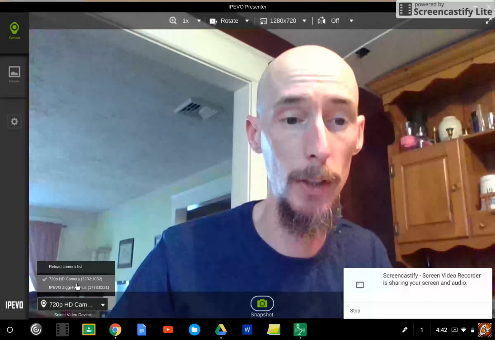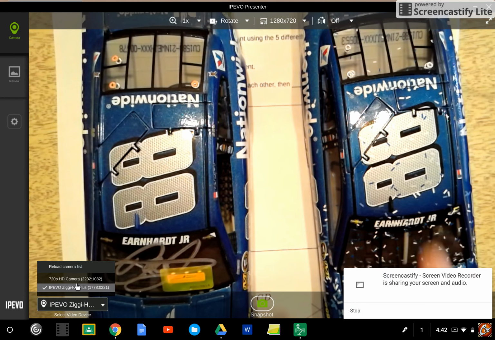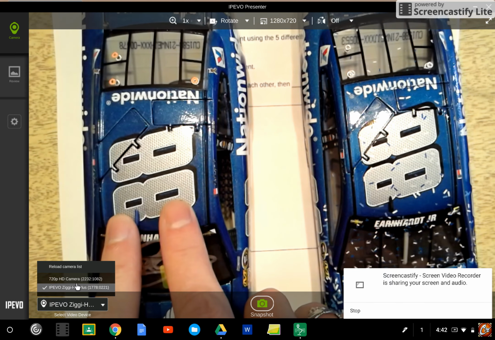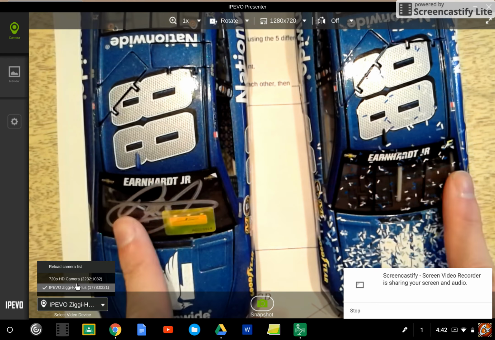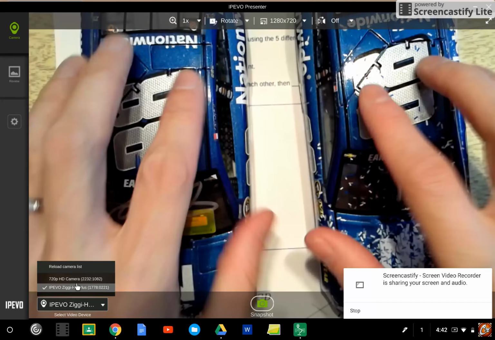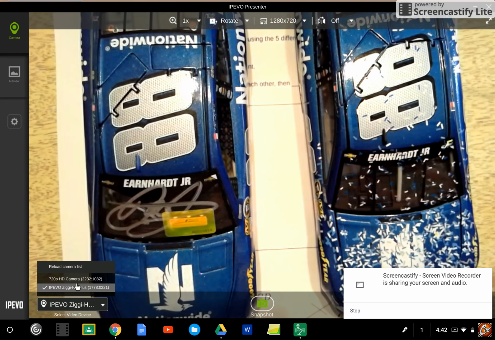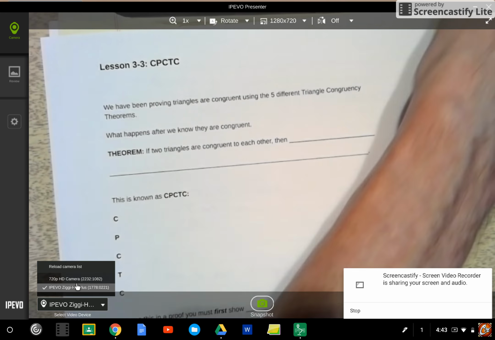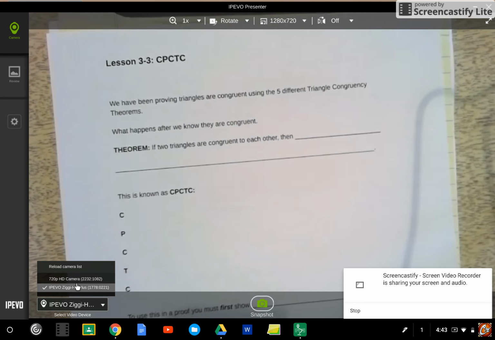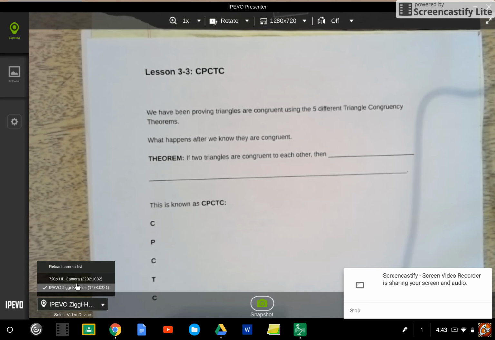Let's take a closer look at that. As we're looking, the size of the numbers is going to be the same. The roof flaps are the same size. The windshields are the same size. All of the parts of these two congruent cars are also congruent. We can apply that same strategy to triangles. And that brings us to our next bit of the lesson, lesson 3.3, CPCTC.